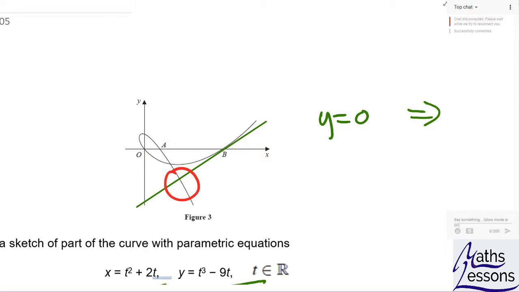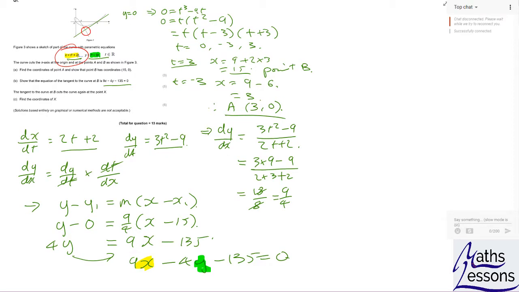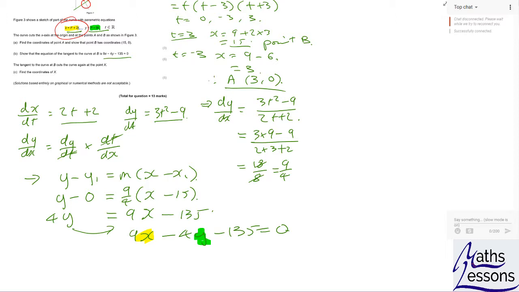What we need to do, and you always need to do it this way, is you take your x value of t and replace x here. So take the x value there and replace our x value here, and take our y value from here and put it in here, and then solve for t. And then once we've got t, we can find our x and y values. So we know that we've got 9 open brackets t squared plus 2t, minus 4t cubed, minus 9t minus 135 equals 0.